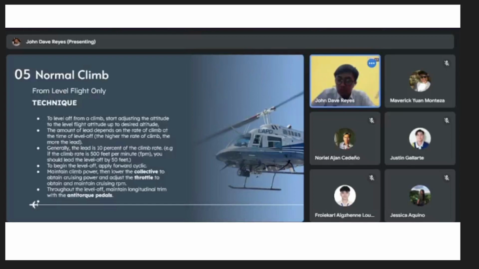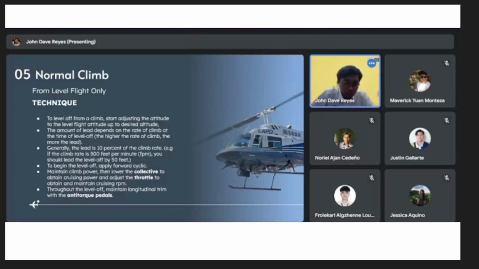So maintain climb power until the airspeed approaches the desired cruising speed. Then lower the collective to obtain cruising power and adjust the throttle to obtain and maintain cruising RPM.